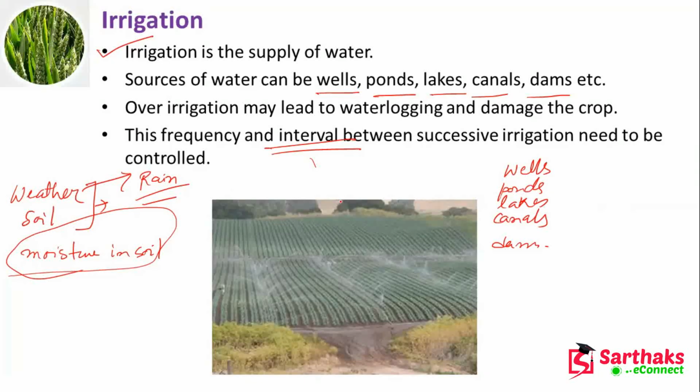Now this irrigation technique is also a traditional technique. We can use the traditional technique, but in this picture, we are not using the traditional technique. Here, we are using other techniques. We'll see what the techniques are. But irrigation means I am giving the water. Before that, I should know, is there any requirement of water in my field? If there is, then the frequency and interval between successive irrigations is something the farmers should know, and according to that they should irrigate.